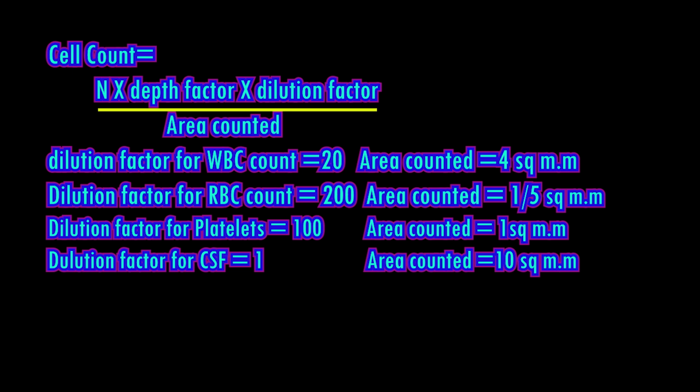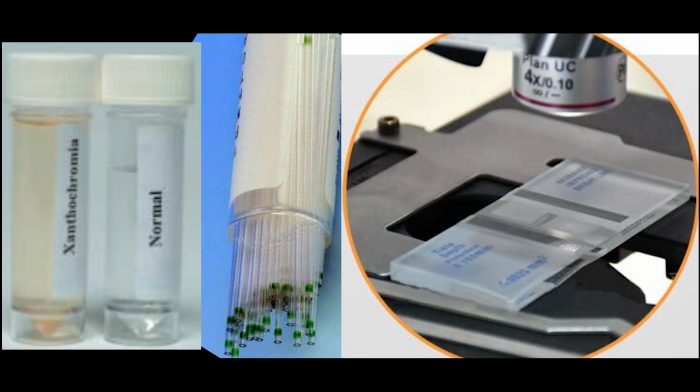The number of cells counted at the particular area, the depth is constant. The dilution is made according to the cells of interest and number of cells. For CSF, it is normally undiluted. So the dilution is 1. Area counted differs according to the cell count.